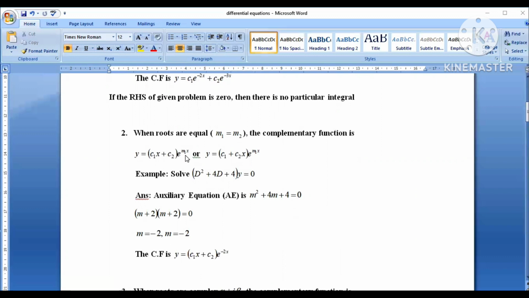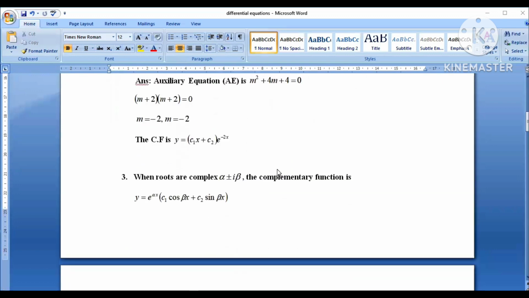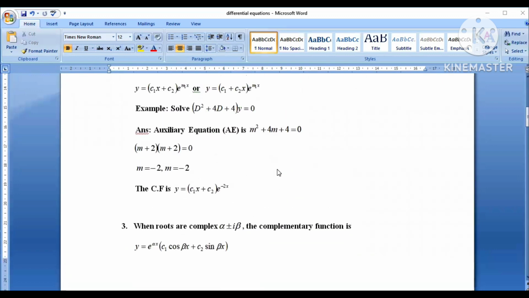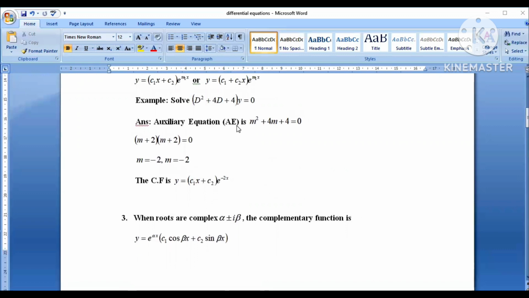Answer is the auxiliary equation is m square plus 4m plus 4 is equal to 0. If you factorize this, m plus 2 into m plus 2 is equal to 0. M is equal to minus 2, minus 2. So 2 times repeated roots, equal roots. So the complementary function is y is equal to c1x plus c2 into e power minus 2x.